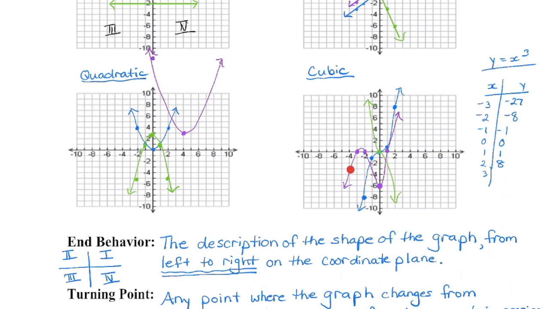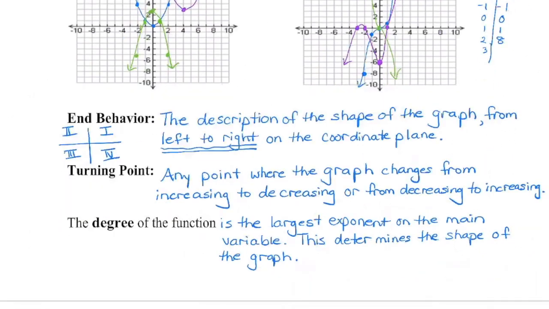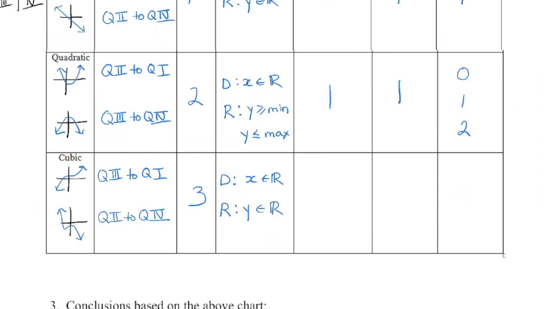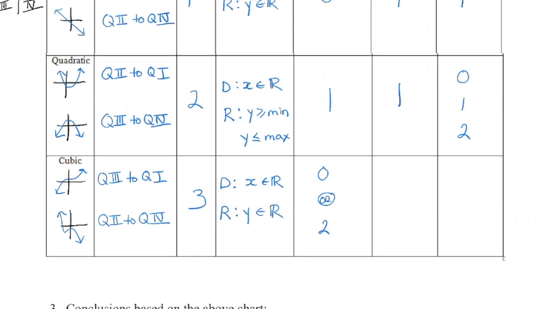This purple one, right there, I turn. I'm going up, switch direction, I go down. That's one turning point. I go down, switch direction, and go up. That's a second one. So with a cubic function, you're going to have either 0 turning points or you're going to have 2 turning points. We will never have 1. 1 turning point makes it a parabola, so it's only going to be 0 or 2.